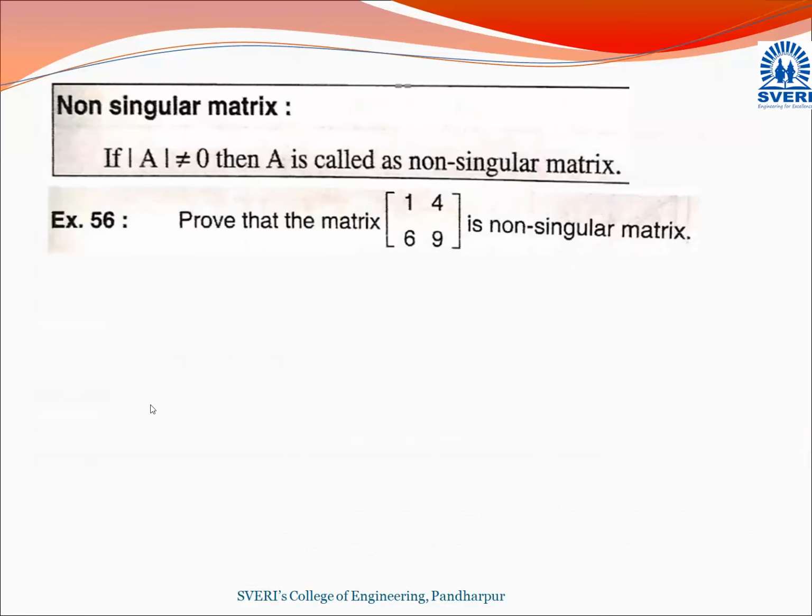Now the non-singular matrix: if mod of A, that is the determinant of A, is not equal to 0, then A is called a non-singular matrix.